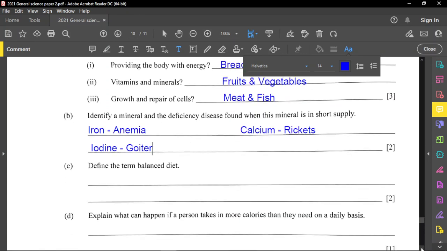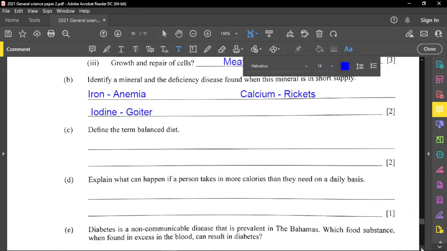All right, so define the term balanced diet. Let's talk about what a balanced diet is. A balanced diet for you is not the same thing as for me. Every person may have a different balanced diet. So a balanced diet is based upon a number of things. It depends on gender, occupation, work, and physical activities. There are so many different things. Even age. Your balanced diet also depends on age. So a number of things affect your balanced diet.